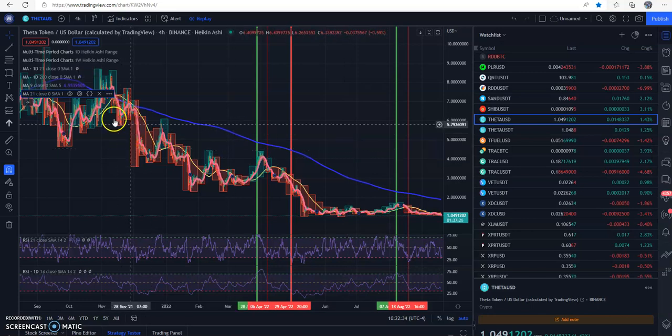Alright. So that's the 21 4-hour. Okay, because I didn't change the day or anything like that. So you've got many different options you can do with tradingview.com.